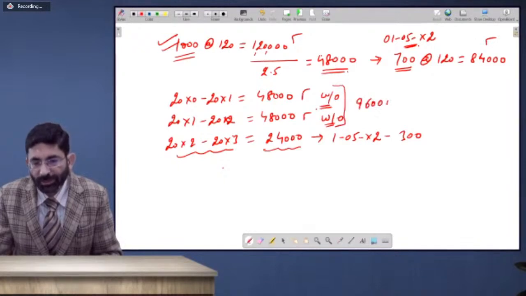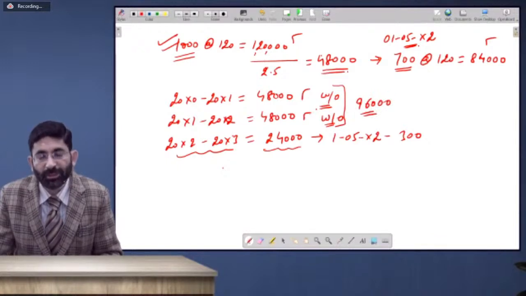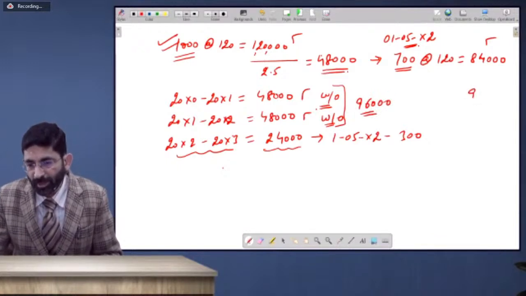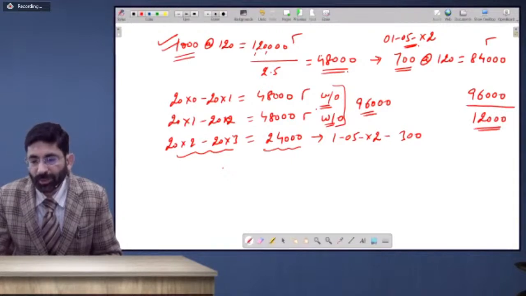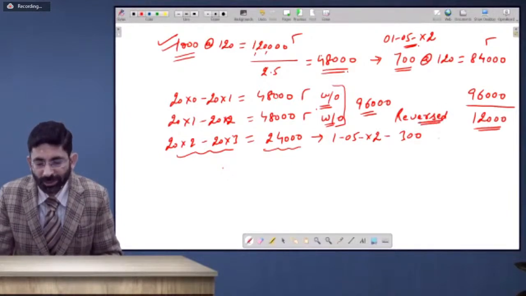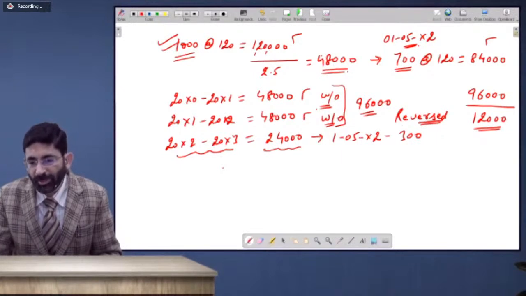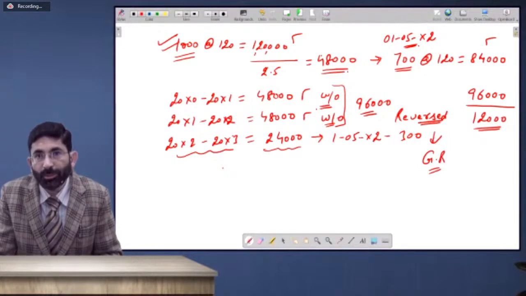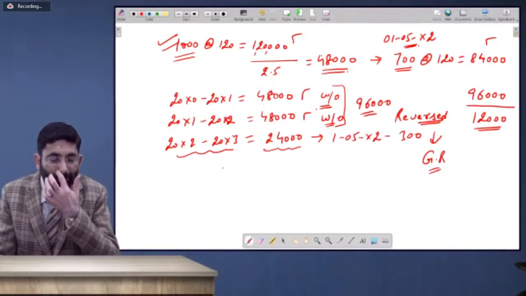We have already written off 96,000 loss. Is that clear? 48,000 in the first year, 48,000 in the second year. We should write off 84,000, already written off 96,000. So 12,000 is to be reversed. Whenever it is to be reversed, it will be transferred to general reserve. Employee stock compensation outstanding account debit to general reserve. That entry will be passed. Is that clear, Charu?